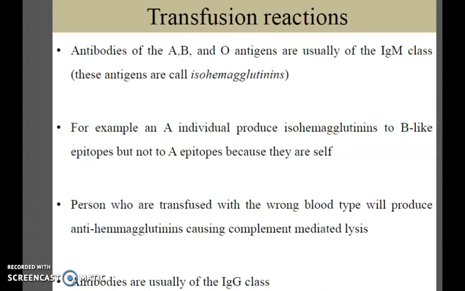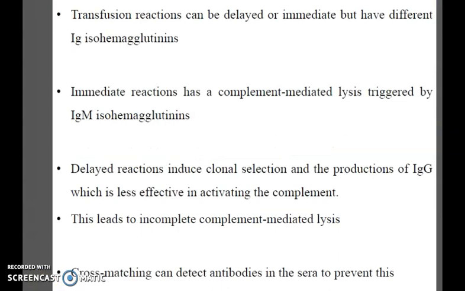Antibodies are usually of the IgG class. Transfusion reaction can be delayed or immediate but have different immunoglobulin isohemagglutinin. Immediate reaction has a complement-mediated lysis triggered by IgM isohemagglutinin. Delayed reactions induce clonal selection and the production of IgG, which is less effective in activating the complement. This leads to incomplete complement-mediated lysis.